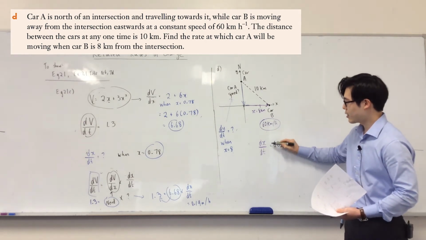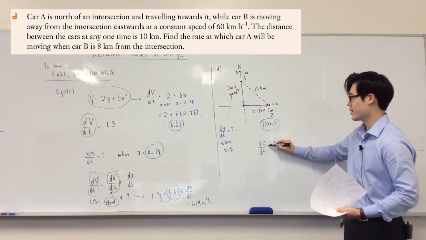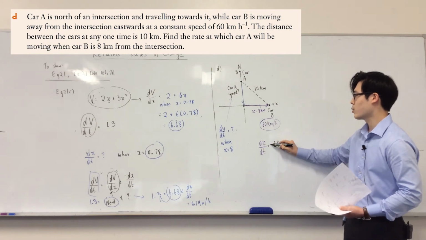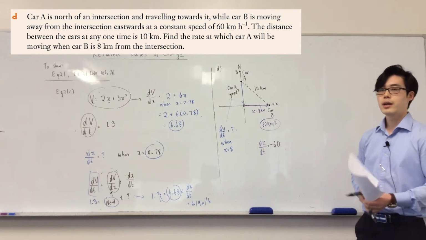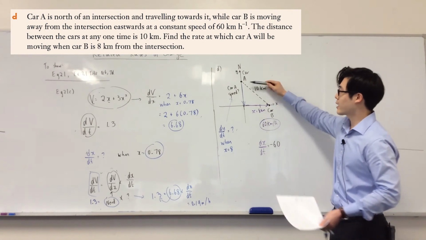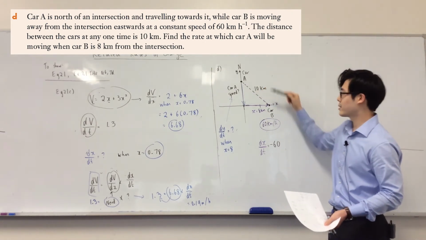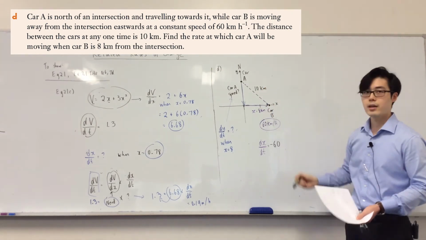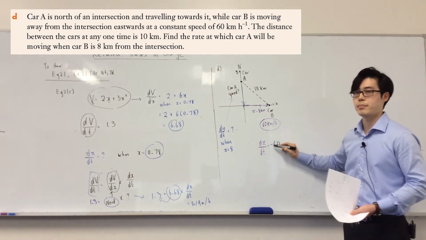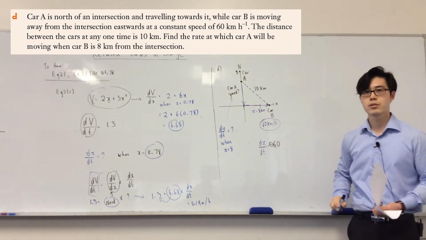Girls, this is that you have to put a negative in front of 60 in this case, and that's the part a lot of students forget. I want you to know why though. Look at the wording of the question. It says car A is moving towards intersection, but it says car B is moving away from the intersection. And when you're going in opposite direction, you have to put a minus. This is the part a lot of students forget to do. Alright?